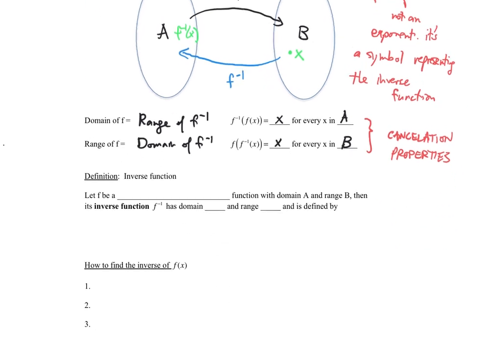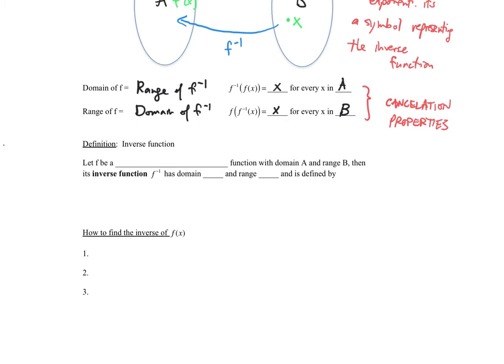Okay, we are now in a position to formally define an inverse function. So let f be a one-to-one function with domain A and range B. Then the inverse function, f inverse, has domain B and range A. And it's defined in the following way. If I wanted to say f inverse of y is equal to x, that is the same thing as saying that if I were to take f of x, I would get y.